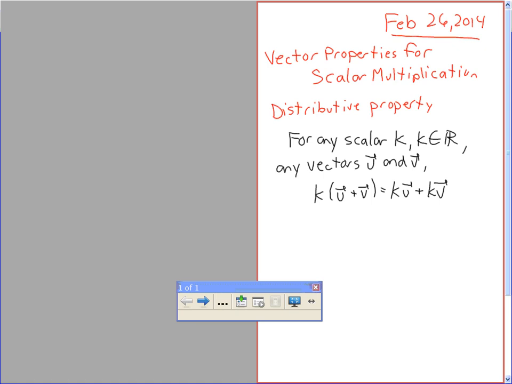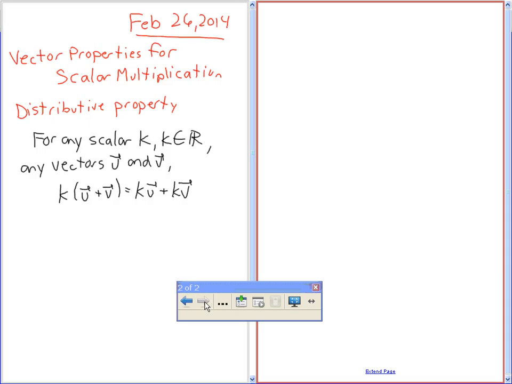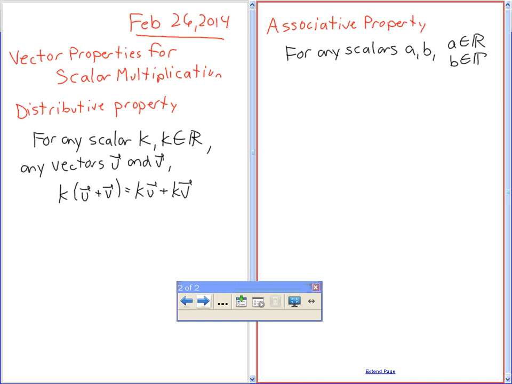Next, we're going to do two more, the associative and identity properties. The associative property says for any scalars a and b, and they're both real numbers, and any vector v, (ab) times v equals a times (b v).